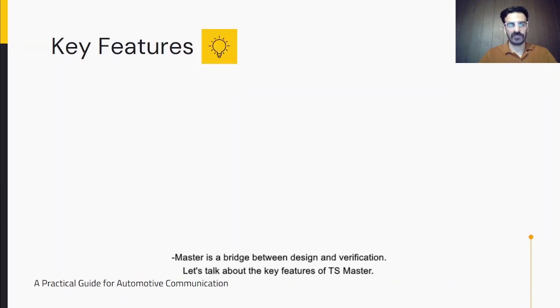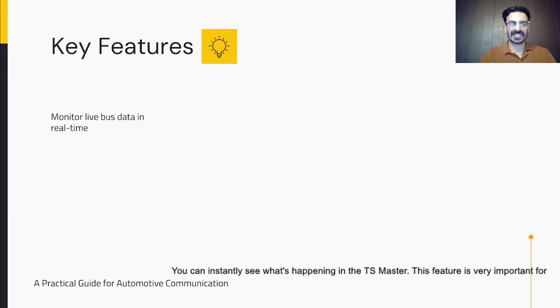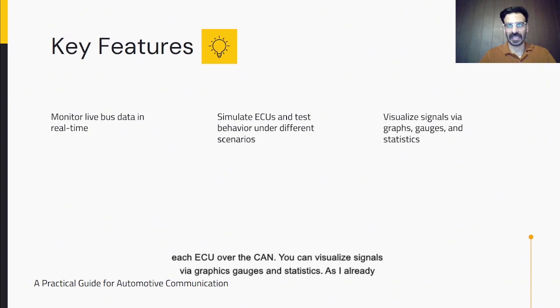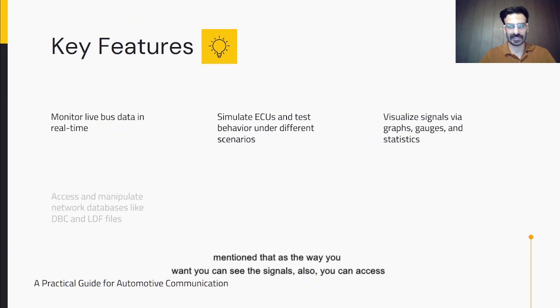Let's talk about the key features of TS Master. You can instantly see what's happening in TS Master. This feature is very important for analysis and simulation. You can also simulate ECUs, one or more than one ECU, and test behavior in different scenarios. You can define different scenarios and check the response of each ECU over the CAN. You can visualize signals via graphics, gauges, and statistics, as I already mentioned. You can see the signals the way you want.